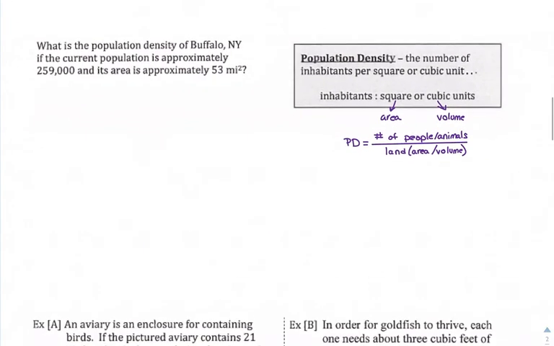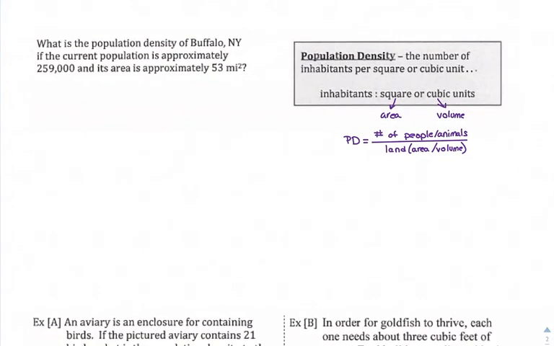So let's try this one. It says, what is the population density of Buffalo, New York, if the current population is 259,000 and its area is approximately 53 miles squared? Because it says miles squared, that's area. So just be aware, square is area, cubed is volume.